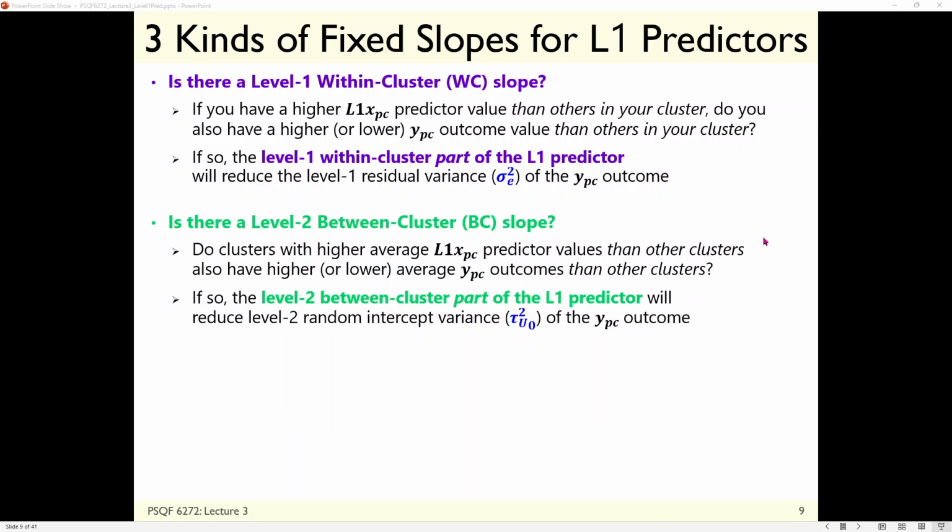There's also level 2. So if I think about the average amount of my student level 1 predictor at my school, average SES, or proportion of students with this characteristic in my school: if I'm from a school that has more of X on average than other schools, does my school have a higher outcome than other schools? So does school mean proportion free and reduced lunch predict school mean achievement? This is a level 2 relationship, and as such, it should account for level 2 random intercept variance. So now in terms of pseudo R-squares, how many different are we talking about?